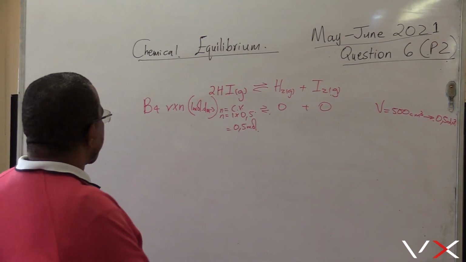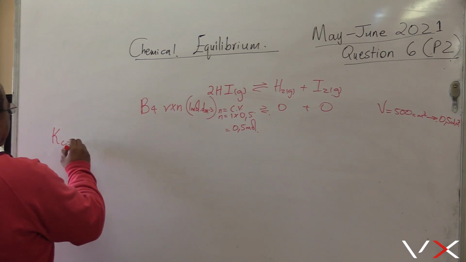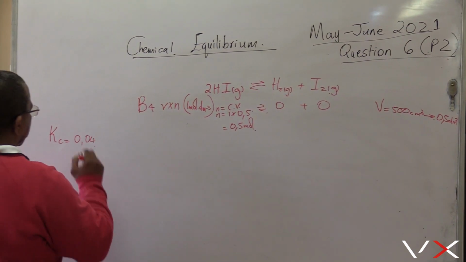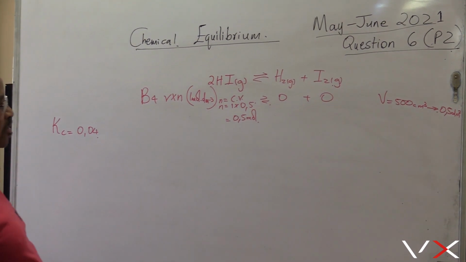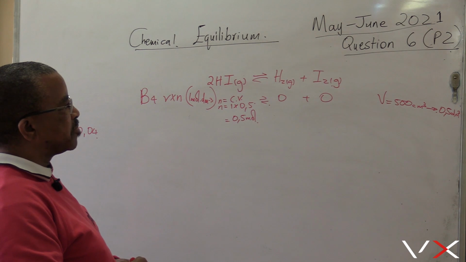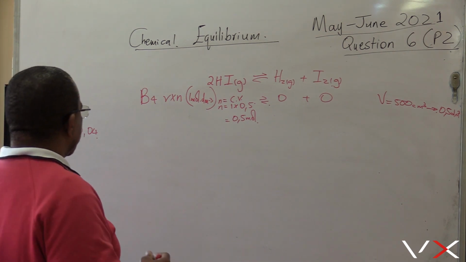Now the Kc for the reaction, we are given that Kc is equal to 0.04. Now calculate the number of moles of iodine present at the time of 6 seconds.